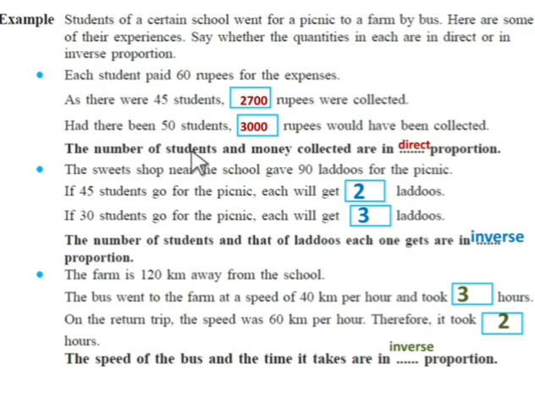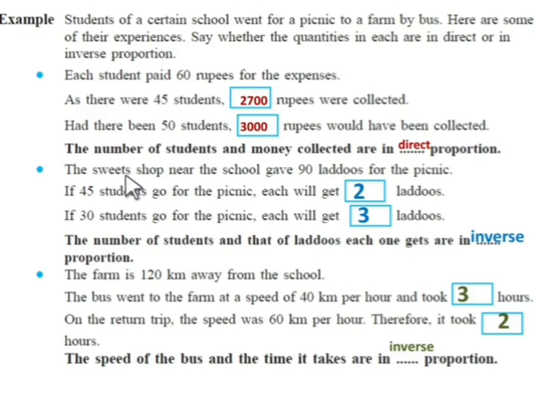Now the number of students and money collected are in direct proportion. It is again clear from these two examples and these two statements that as the number of students is increasing, the amount collected from them also increases. Hence, there is direct proportion between the number of students and the money collected from them.